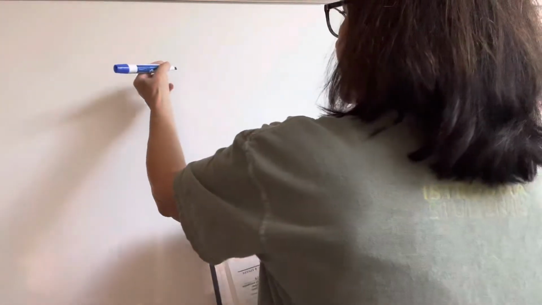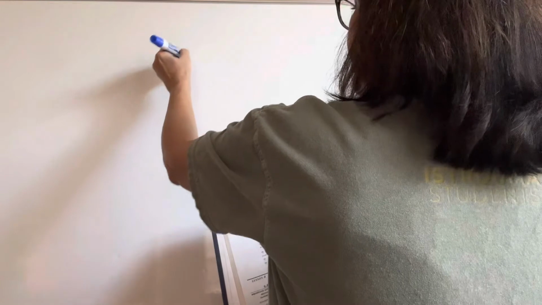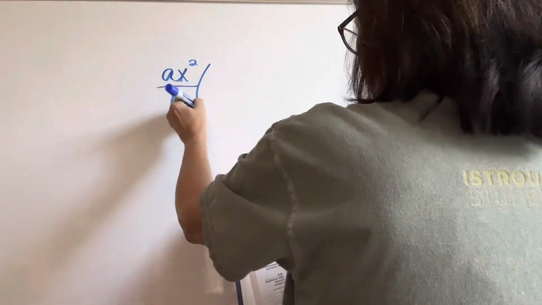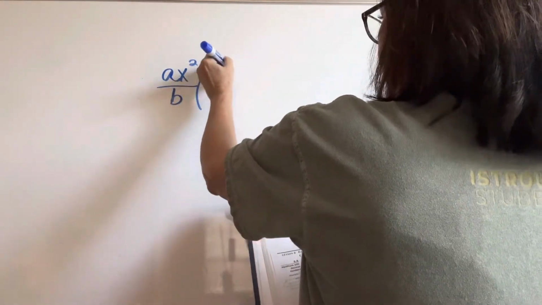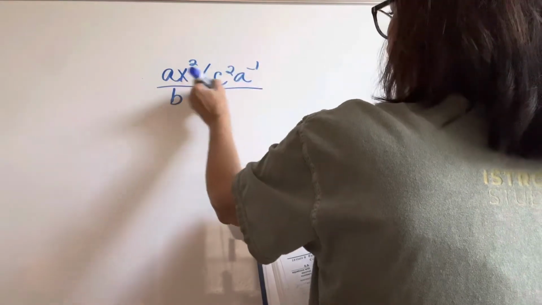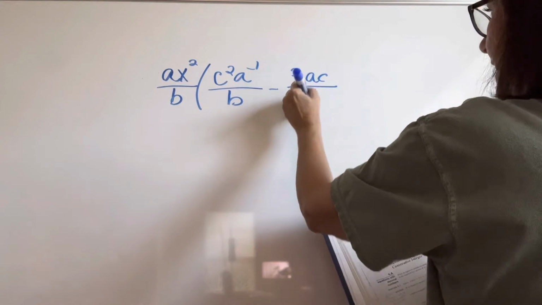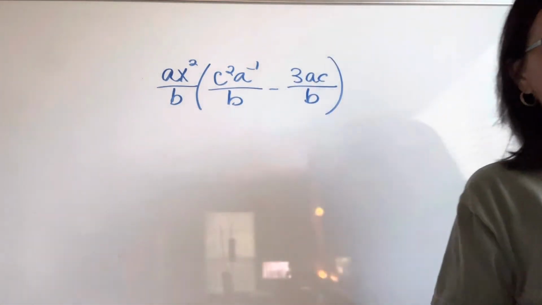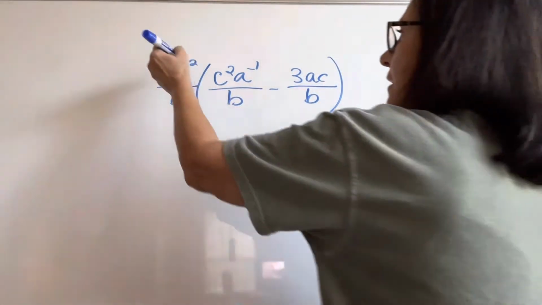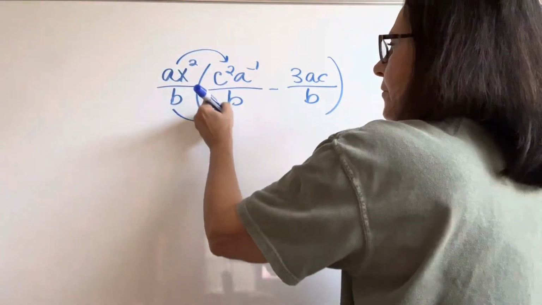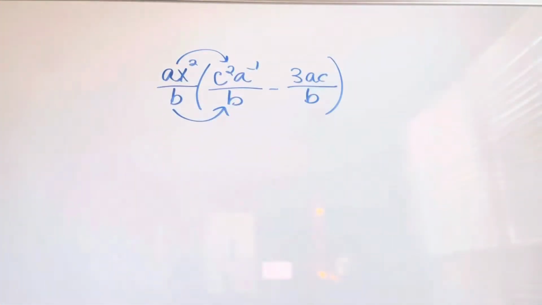Page 42, number 18. Ax squared over b times c squared a to the negative 1 over b minus 3ac over b. All right, we'll distribute numerator to numerator, denominator to denominator.